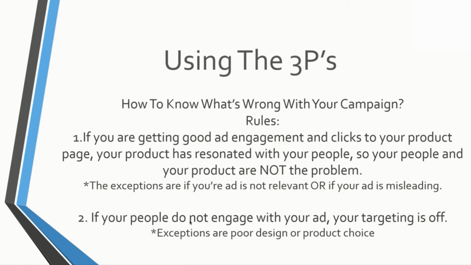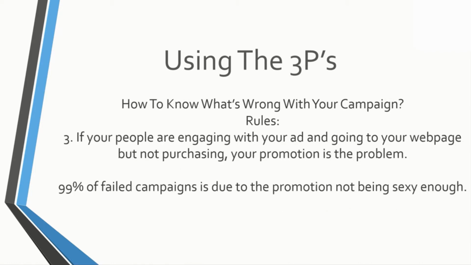So if your people do not engage with your ad, your targeting is off. All right. Next rule. This is the final rule. How do you know when your campaign is wrong? Well, number 3 is if your people are engaging with your ad and going to your webpage, but not purchasing, your promotion is the problem.